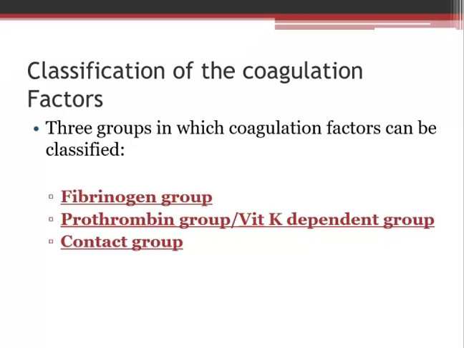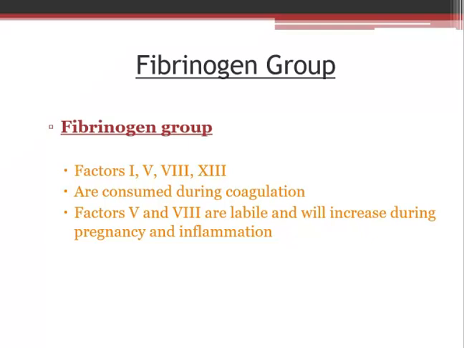Our coagulation factors can be classified into 3 different groups. The 3 groups are the fibrinogen group, the prothrombin group, which is a vitamin K dependent group, and the contact group. And we'll go over each of these groups in the next slides. In the fibrinogen group, we have coagulation factors 1, 5, 8, and 13. They are consumed during the coagulation cascade. Factors 5 and 8 are labile, meaning they change or are easily altered and will increase during pregnancy and inflammation of a patient.